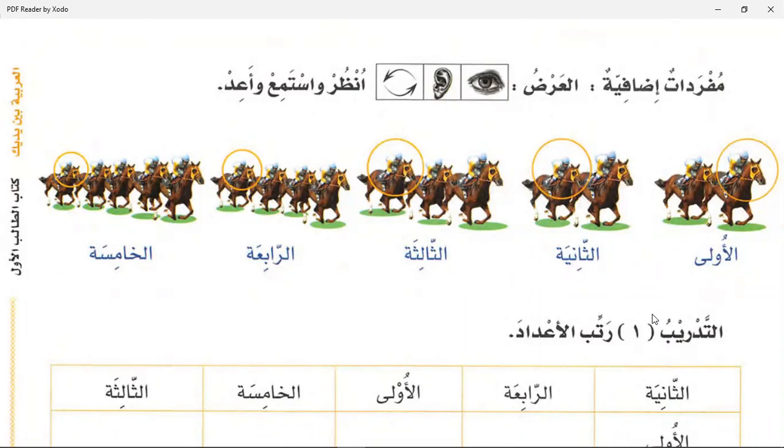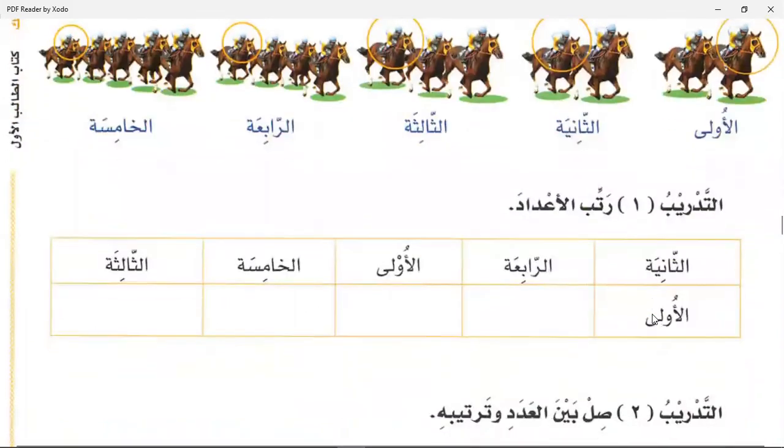Al-Ula. The first female. As-Thaniya. The second female. As-Thalitha. The third female. Ar-Rabi'a. The fourth female. Al-Khamisa. The fifth female. The first exercise, arrange the numbers. So here you will just arrange them in order.